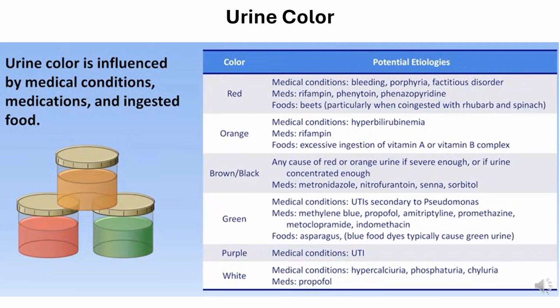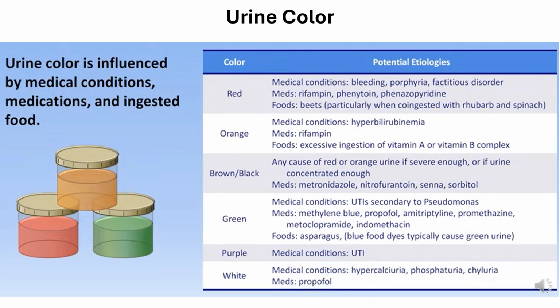Abnormal colors and causes. Color, key causes/concerns. Red, most concerning. Usually indicates bleeding, hematuria, anywhere in the GU tract, kidneys to urethra. Orange, often due to hyperbilirubinemia, liver disease, or hemolysis. Also caused by the drug rifampin.